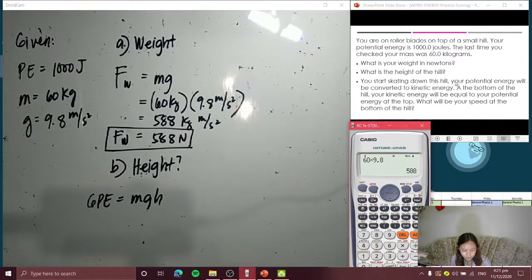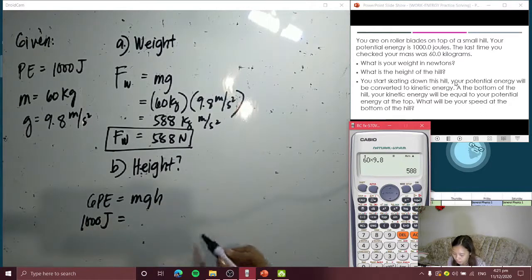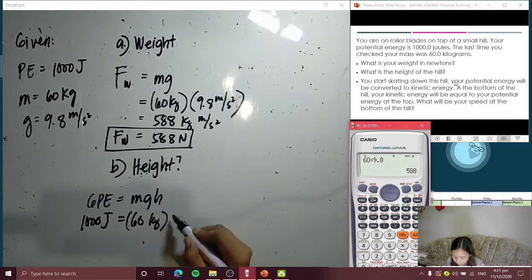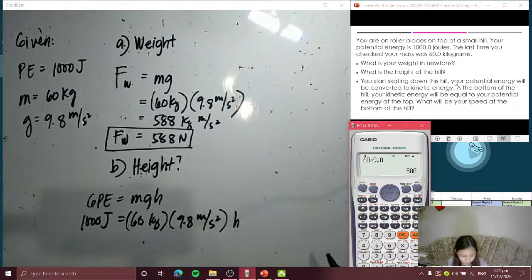Okay, now for our PE, we have the value, that's 1,000 joules, equal to the mass. Your mass is 60 kilograms, and the gravitational acceleration, that's 9.8 meters per second squared, times your height.